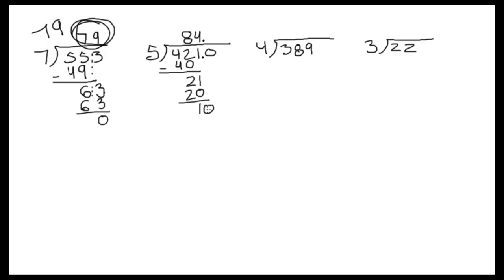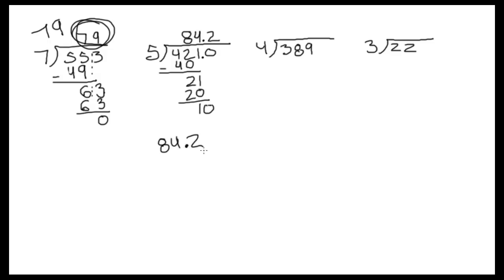And 5 goes into 10 evenly 2 times. So your answer's up here. Your answer is now 84.2. And that's how you deal with a remainder. It's a remainder, sort of. It's a decimal, but you can also convert it into a fractional problem by doing this.